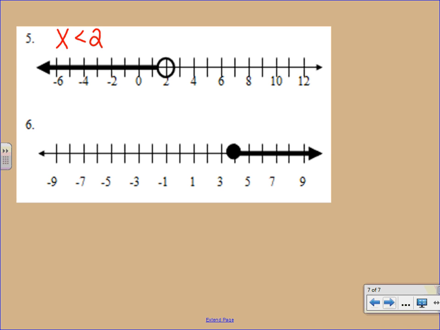You'll notice that every other tick mark is labeled, but the one that's circled in there is actually in between the 3 and the 5. So 4 is going to be our key number here. It's a closed circle, so we're going to use either less than or equal to or greater than or equal to. And because we're shading to the right, we're going to choose greater than or equal to.